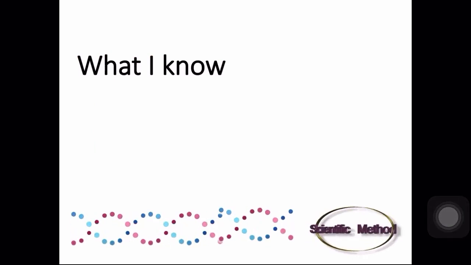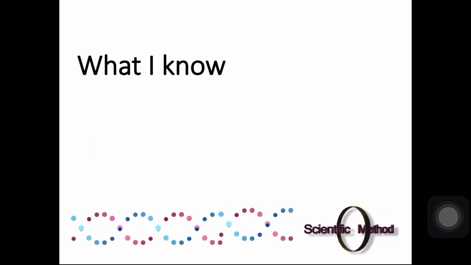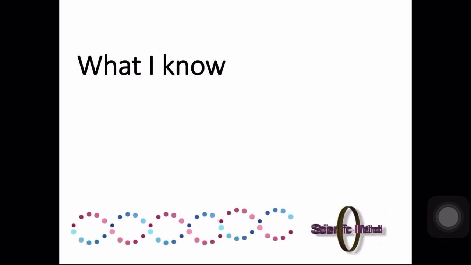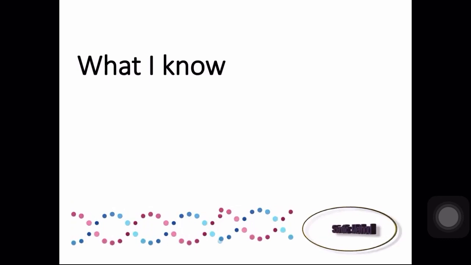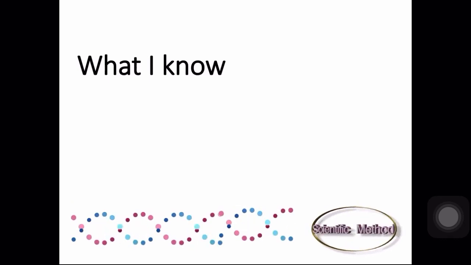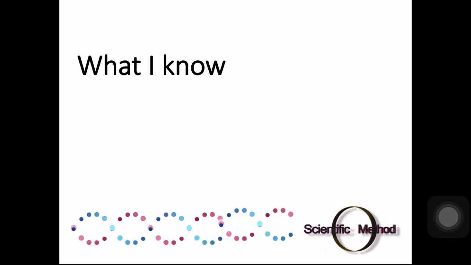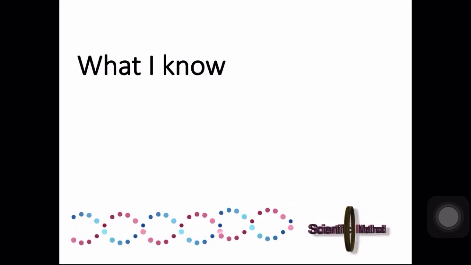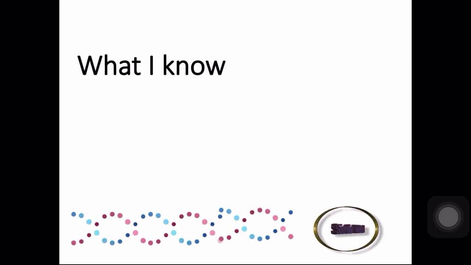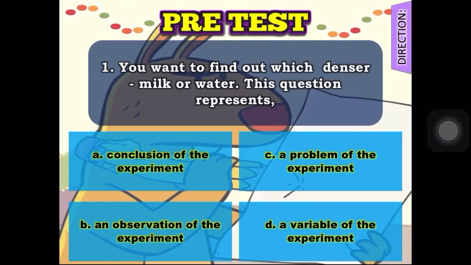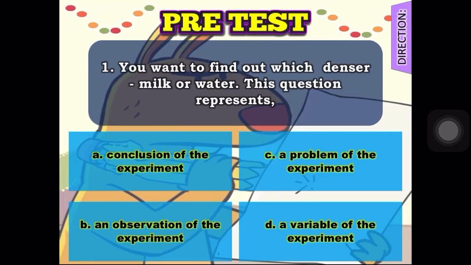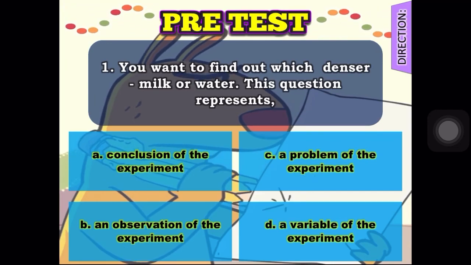Before we proceed, please respond to the questions that follow. You can have a copy of this in your Quarter 1, Week 1, Lesson 1 Module page 5. Don't worry, there is no wrong or right answer yet. This is just to assess your prior knowledge about the topic. Choose the letter of the best answer. Write the chosen letter on a separate sheet of paper.